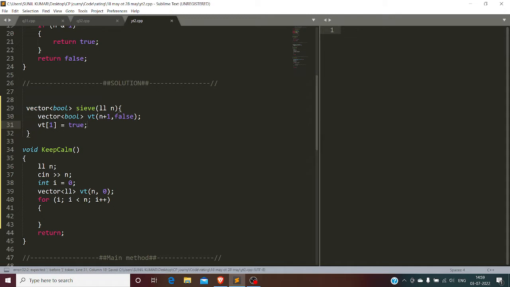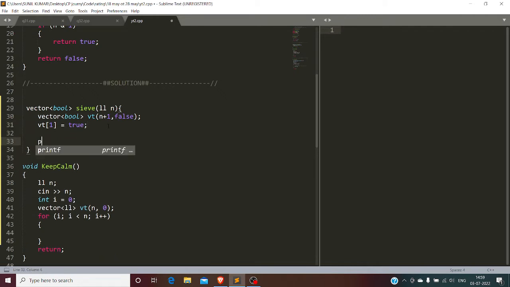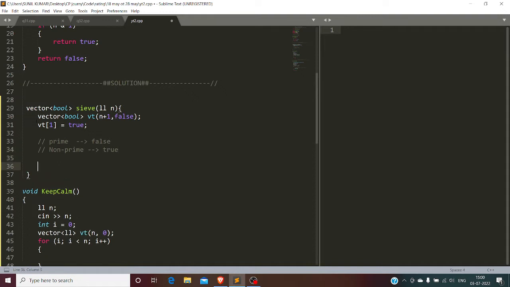Now 1 is not a prime, so let's make it true. Here one thing you should notice is we are indicating every prime number with false and every non-prime number with true. So if a number is prime, then it is represented by false, and if non-prime, then we will represent that with true. Alright, so let's go ahead. 1 is not a prime, so I made it true.